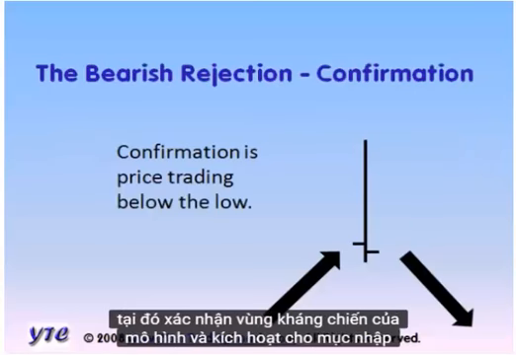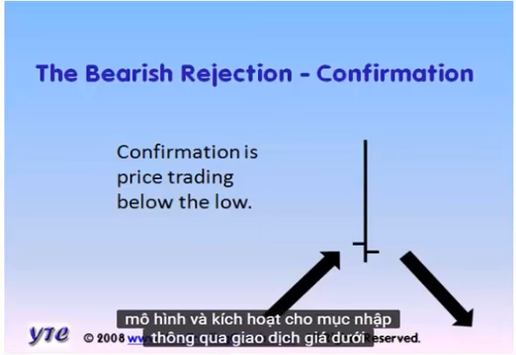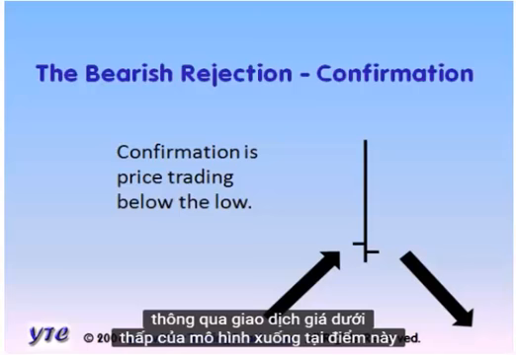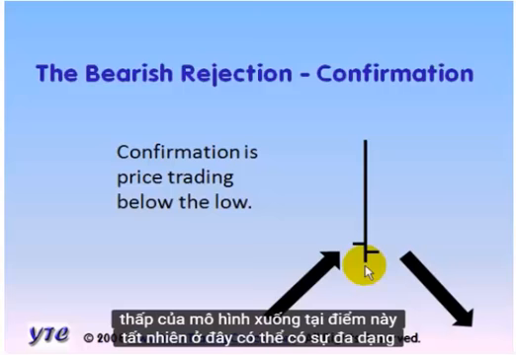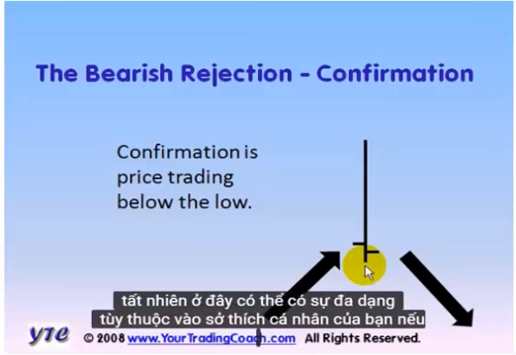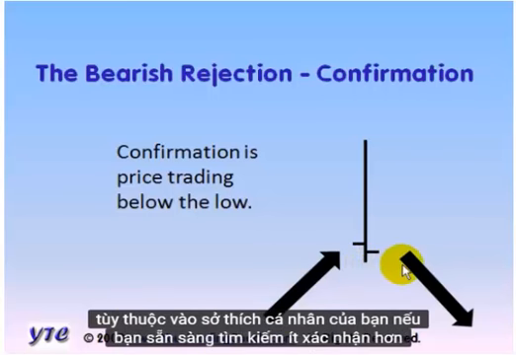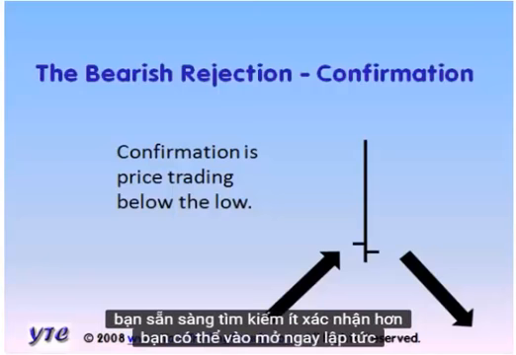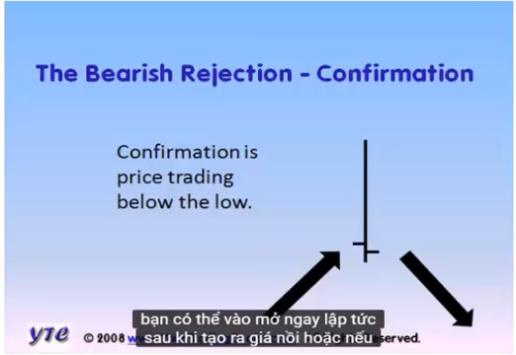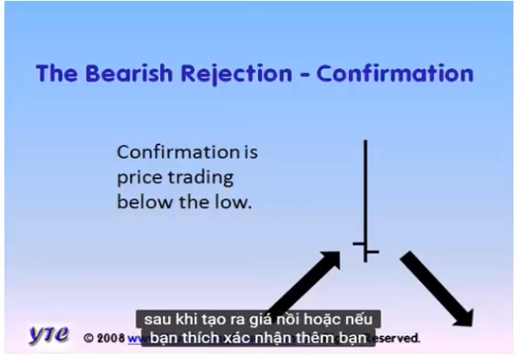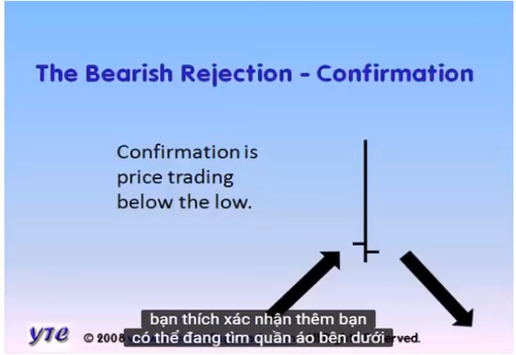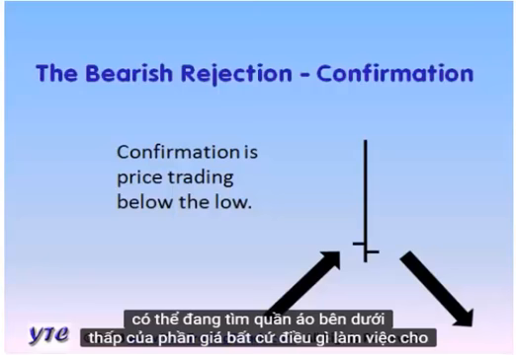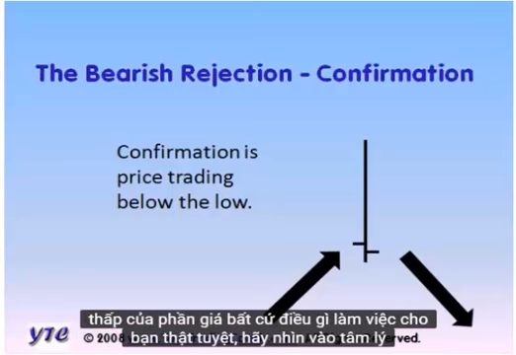Confirmation of the pattern and the trigger for entry comes through price trading below the low of the pattern, down at this point here. Of course, that can be varied depending on your personal preference. If you're willing to seek less confirmation, you might enter at the open immediately after creation of the price bar. Or if you prefer further confirmation, you might be looking for a close below the low of the price bar. Whatever works for you is cool.